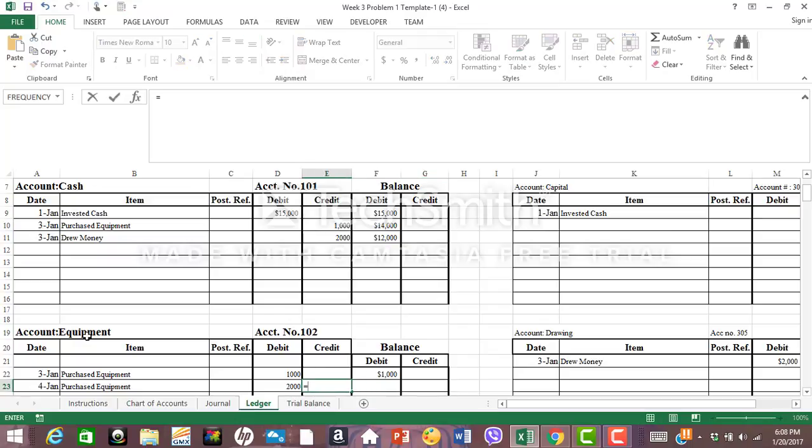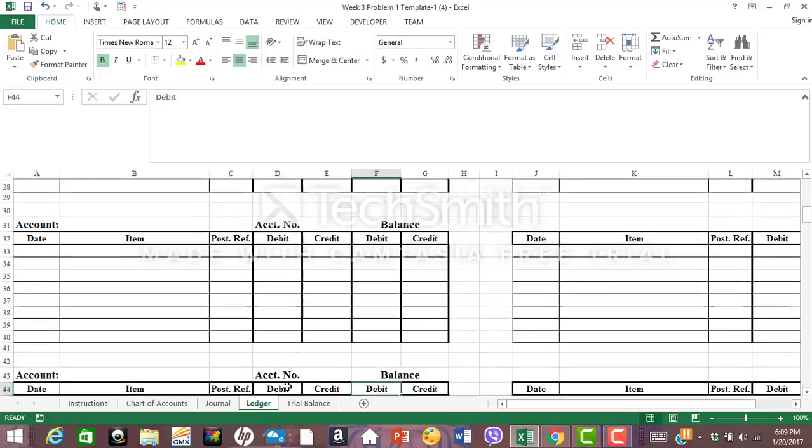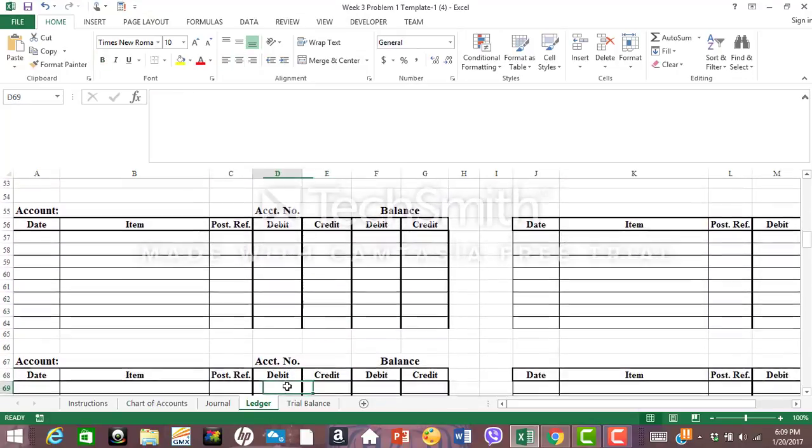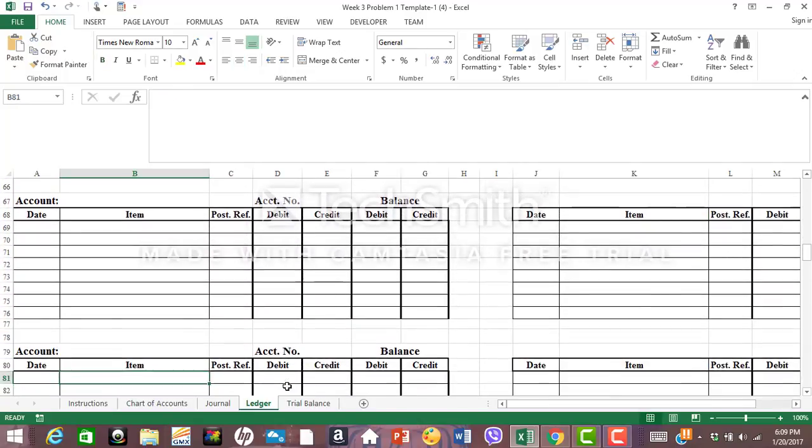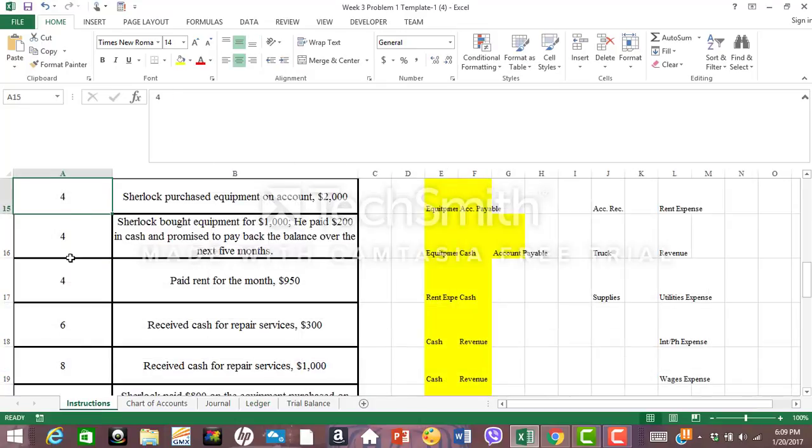So now the balance for equipment is, and I know there's a lot of boxes here that you have to follow, so this $1,000 plus this $2,000, so $3,000. And then we have accounts payable, and I'm gonna make accounts payable all the way down here, just so we have room for everything. Account number here, it is 201. And then January 4th, purchased equipment, and then we credit $2,000, and the balance is credit of $2,000. Now we're done with this transaction.